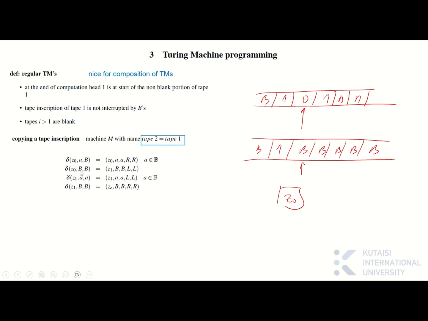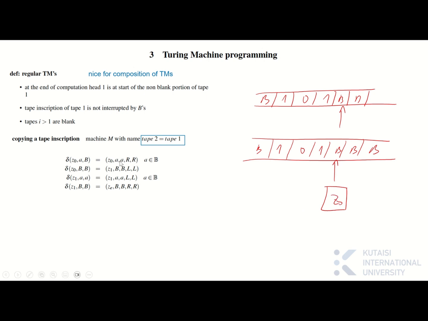And it does the same thing again. It writes 0, 0, so it will write 0 here. Then it will write 1 here, right? And it will move here, again in Z0. This is what the first line does.